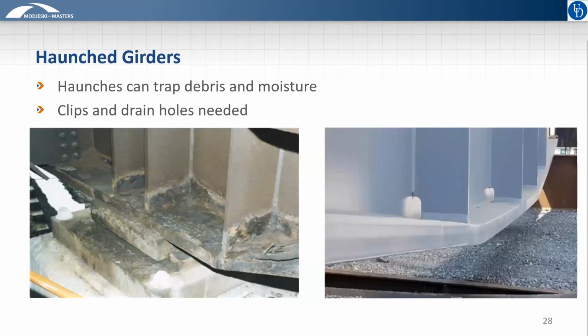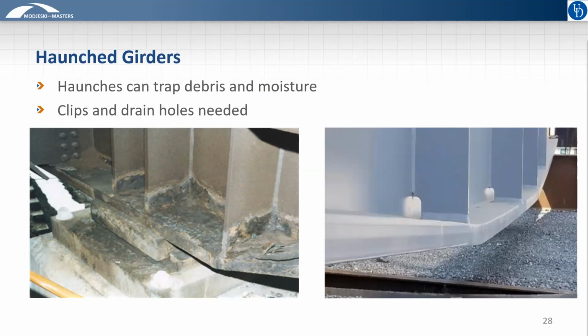Areas where this often happens are on haunched girders. If you're not careful with the detailing, these areas will tend to collect debris. So on the left is an uncoated weathering steel bridge that has had a lot of debris collect over the years. I think it's been cleaned off for the inspection in this case, but you can see where it was and the sort of continuous corrosion that's occurred there.